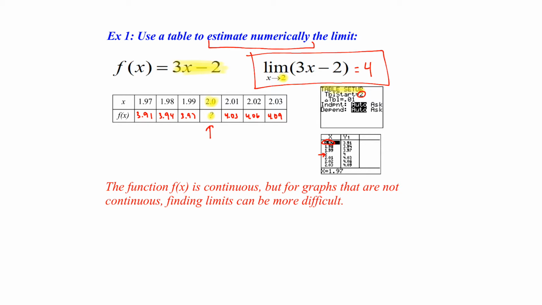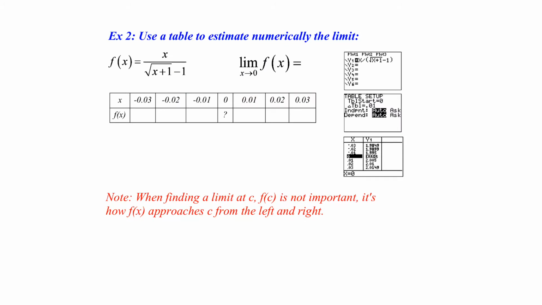So this function is continuous because it is linear, but for graphs that are not continuous, finding limits can be a little bit more difficult than that. So let's go ahead and take a look at the next one. On this next one, we're going to still use a table to estimate numerically the limit, but this is f of x equals x divided by the square root of x plus 1 minus 1.